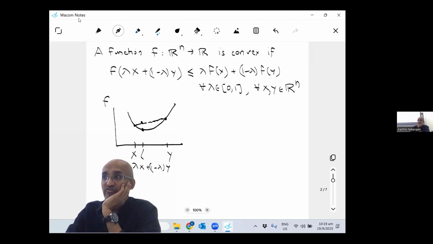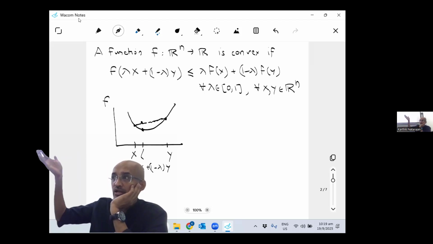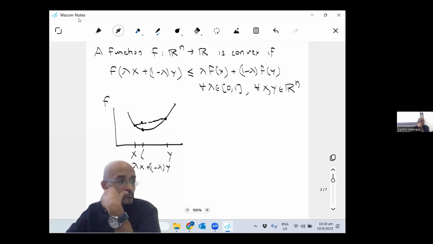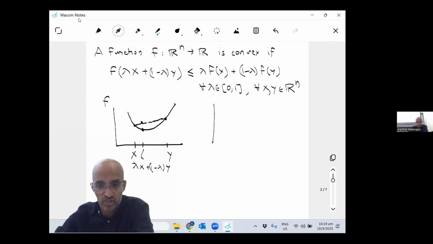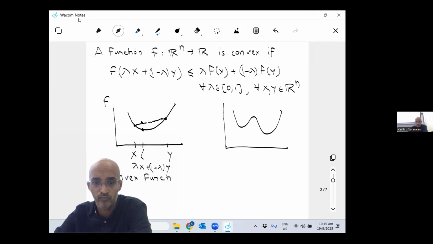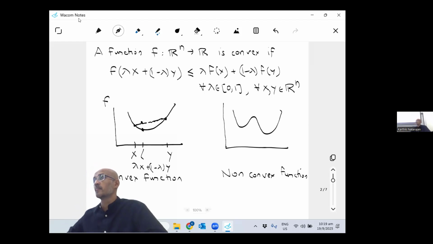Okay, so the function has to have shapes which look like a cup, basically. At least in 3D, it looks like a cup. In 2D, it looks like this U-shaped thing. Okay, is the definition clear? And so here's an example of a non-convex function. So this is a convex function. This is a convex function. That's a non-convex function. So any function which doesn't satisfy this property is called a non-convex function.